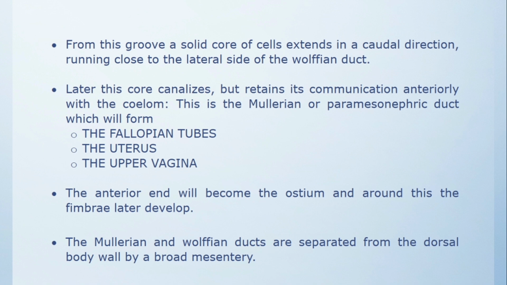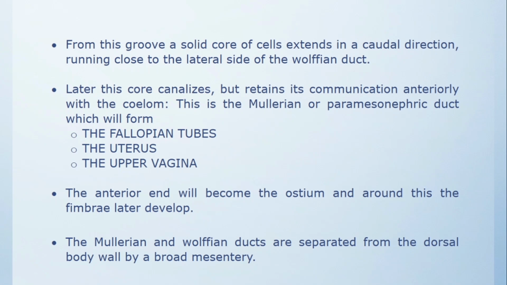The anterior end will become the ostium, and around this is the fimbria. The fimbria will develop later. The Mullerian and Wolffian ducts are separated from the dorsal wall by a broad mesentery.